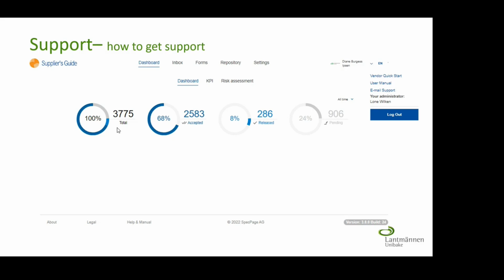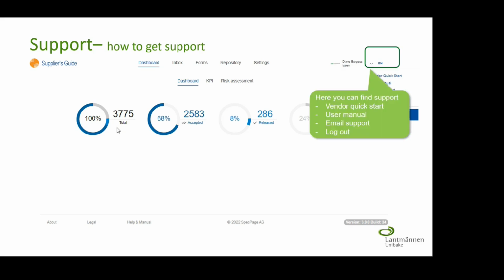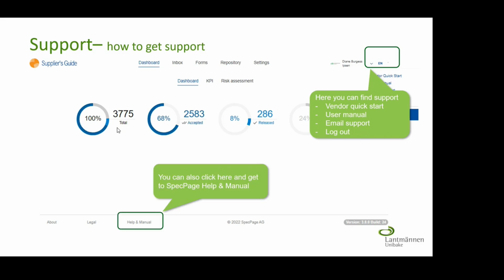There are two alternative ways to get support. Either you click on the drop-down menu. Here, for example, you will find the user manual previously mentioned, or you can ask for email support. You can alternatively click on the Help and Manual, which is a full list of instructions for the system. Vendor Quick Start also gives you basic instructions on the system as a quick reminder of how to navigate the system.